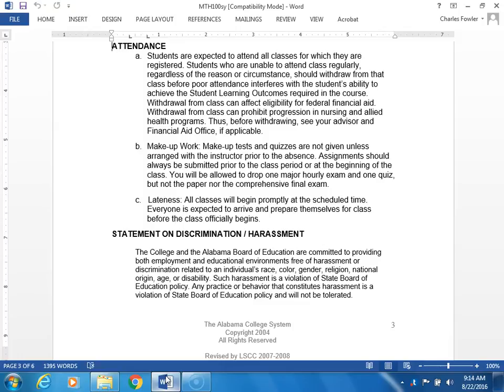So you have to get with your advisor, with financial aid. If you've got that, get with me and we can talk things through. I've been in this for quite a while, so we can work that out. So just keep that in mind.